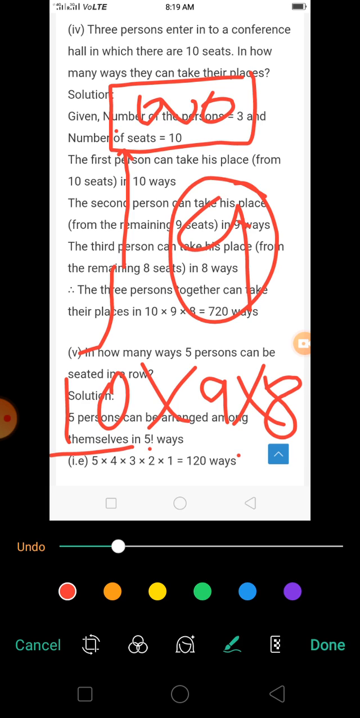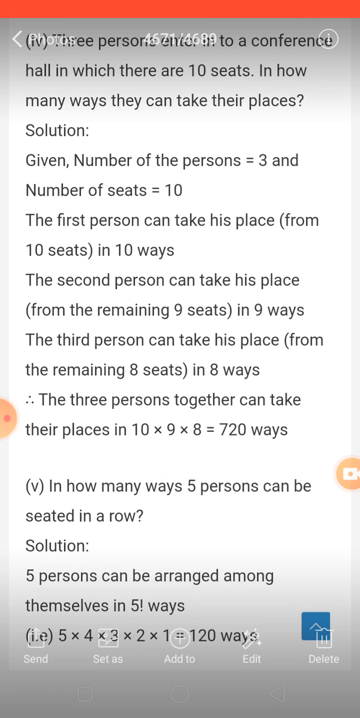So why do I multiply here? Because all 3 persons should sit. So 10 into 9 into 8. 10 into 9 is 90, and 90 into 8 is 720. So 720 possible ways are there.